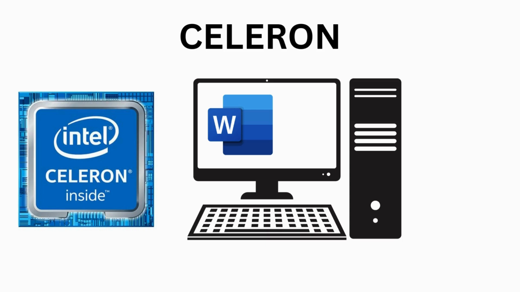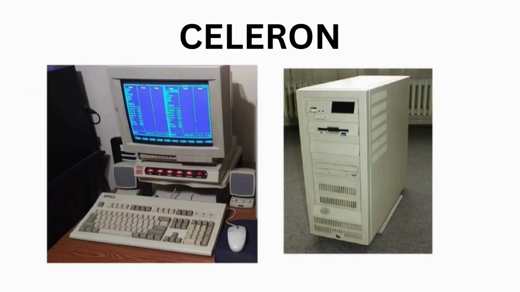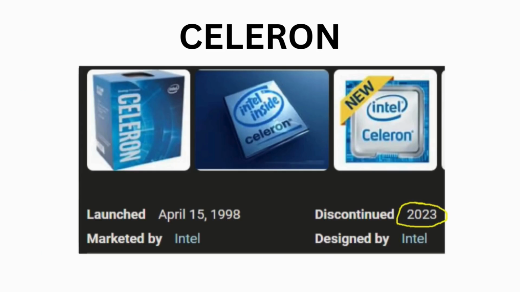Was Intel's weakest processor series that's literally made for really basic tasks like typing documents. It was mostly used in cheap laptops and office PCs back in the early 2000s. But Intel officially discontinued it in 2023 since nobody's really using this weak CPU anymore.